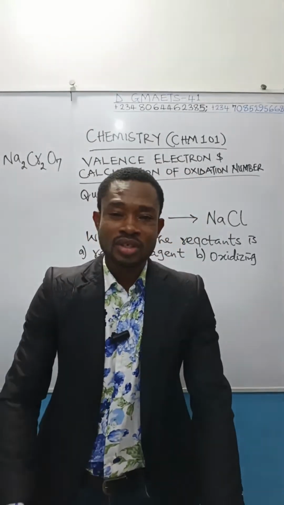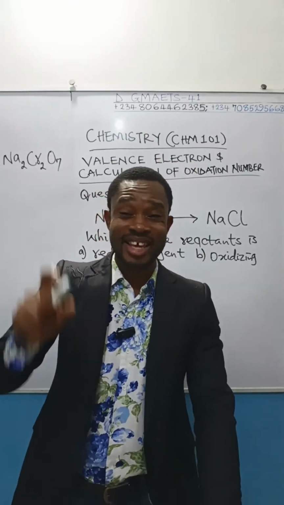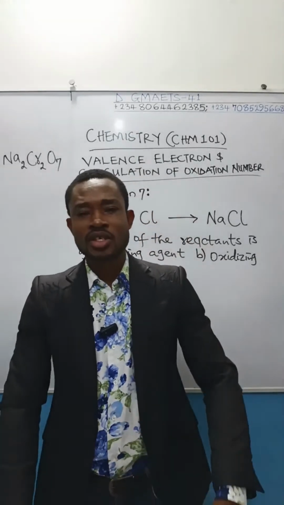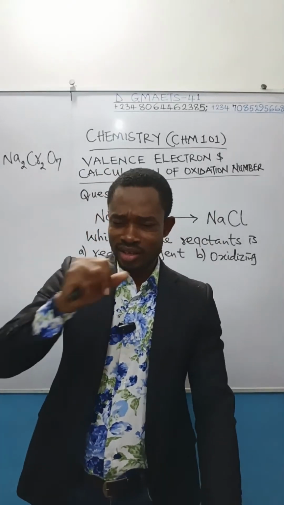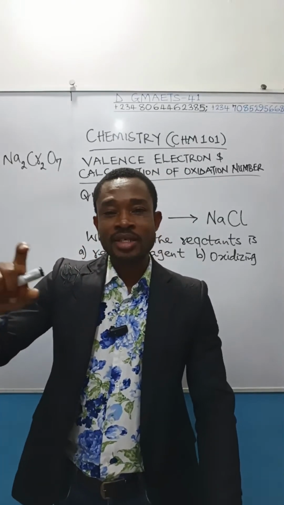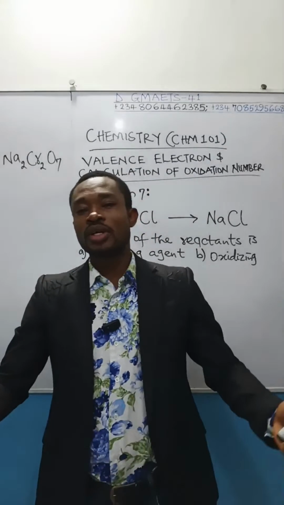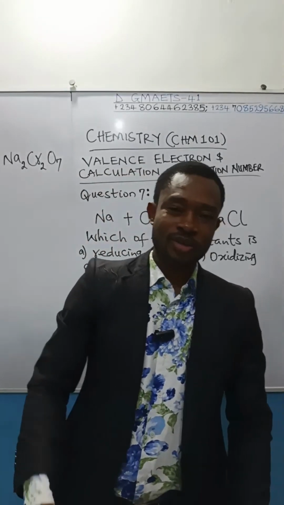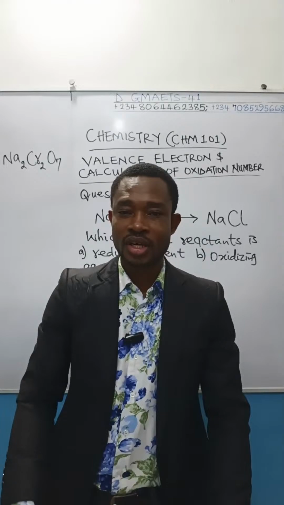For example, I would tell you one: the reaction between acidified potassium tetraoxomanganate 7 and sulfur 4 oxide. You meet that under sulfur and its compounds. When potassium tetraoxomanganate 7 reacts with sulfur 4 oxide, you are asked which one is the oxidizing agent and which one is the reducing agent. So it all depends on your ability to calculate the oxidation number of the species there.